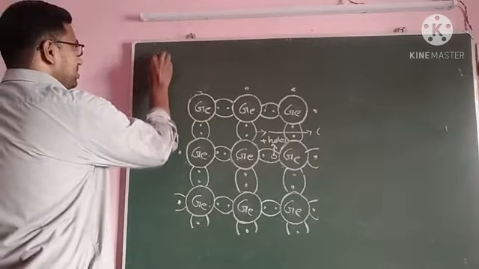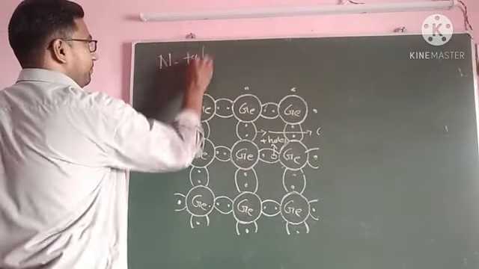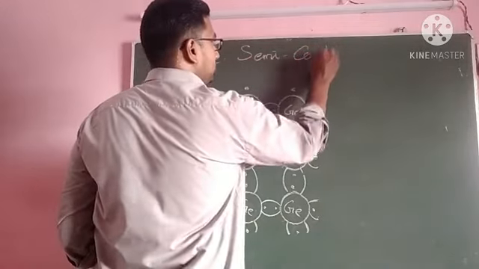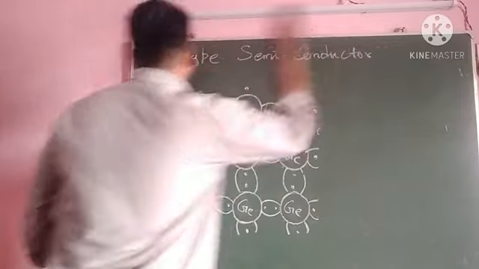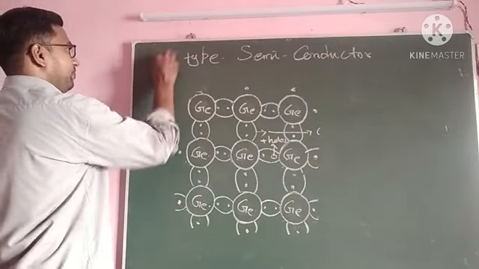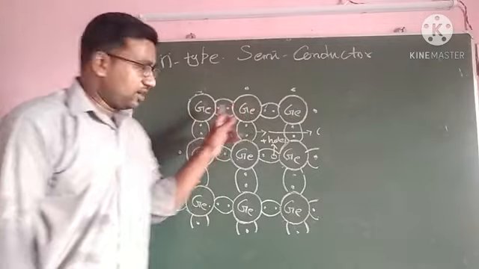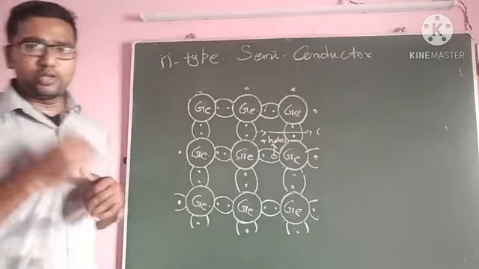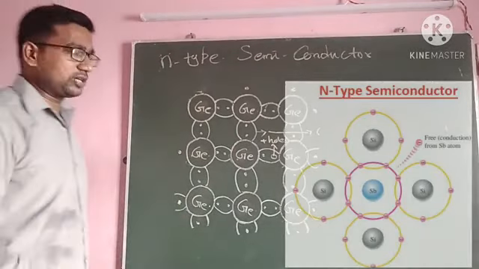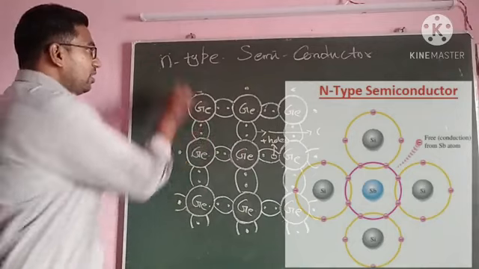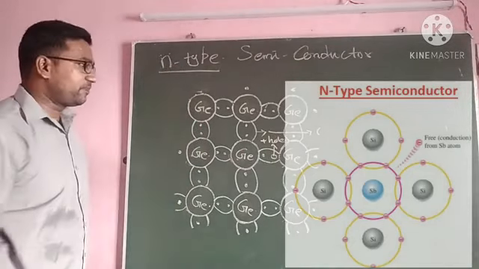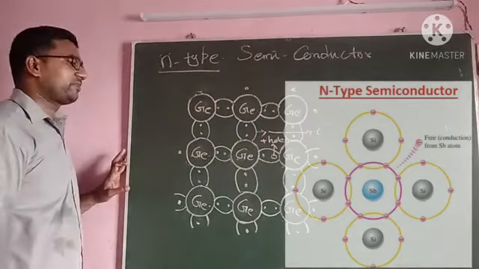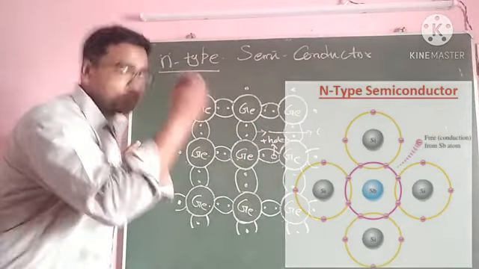N-type semiconductor. First, the N-type semiconductor. Here, I have drawn the structure of the intrinsic semiconductor. I am going to add some impurities to increase the conductivity for the N-type semiconductor. Here all the atoms are bound in the covalent bond structure. Now I am going to add the impurities.